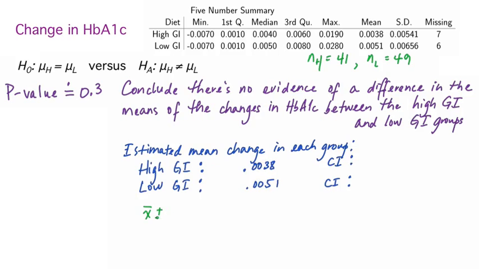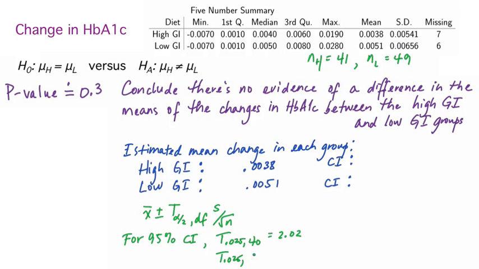The formula for a confidence interval for the mean is this, and we have everything we need, except for the t-critical values, which for 95% confidence intervals are 2.02 for the high GI group, where we had a sample size of 41, so 40 degrees of freedom, and 2.01 for the low GI group, where we have 48 degrees of freedom.